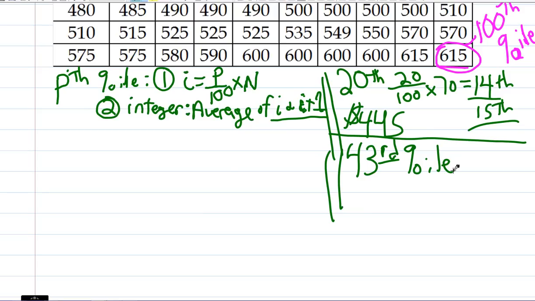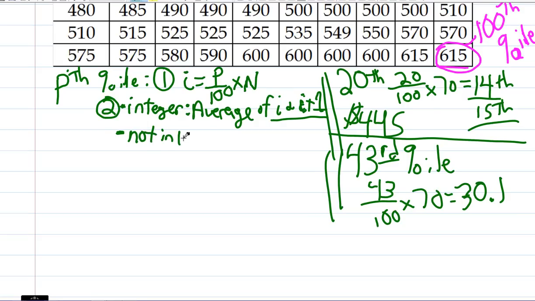Well, we do the same step. We take the P divided by 100, 43 divided by 100 times 70. Do this along with me and see what you get. And what you get is 30.1. Aha, not an integer. So the second part of this rule here says, what if it's not an integer? The rule says we're not going to average anything. What we're going to do is we're going to take that I and we're going to bump it up to the next number. So take I and bump it.